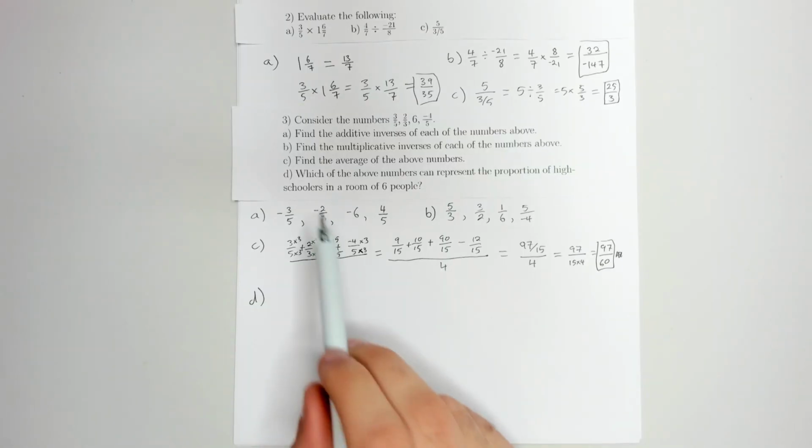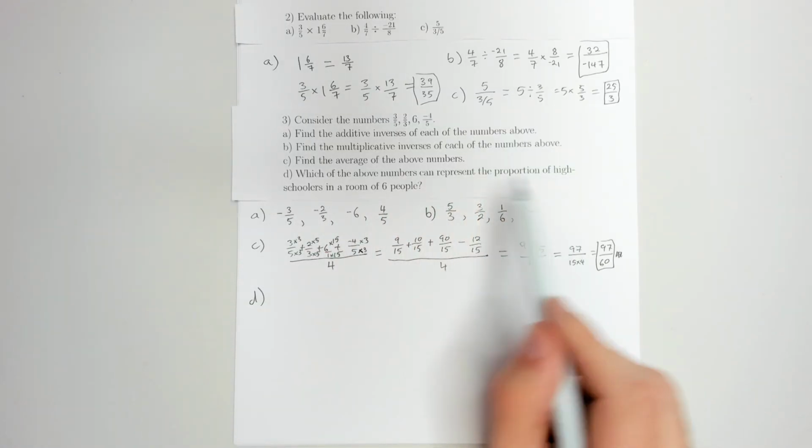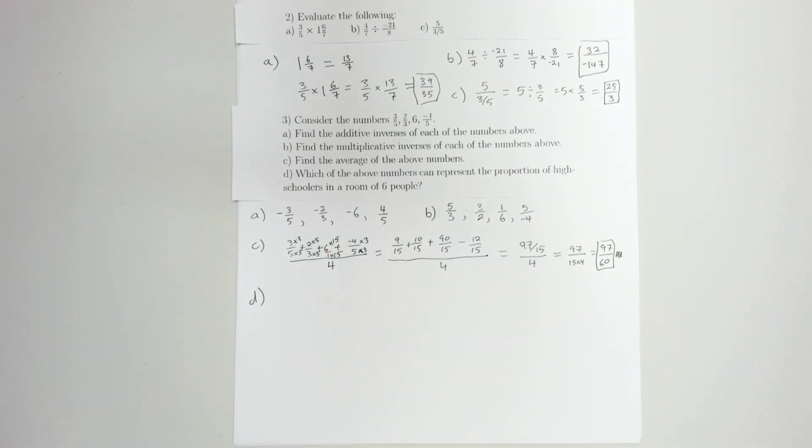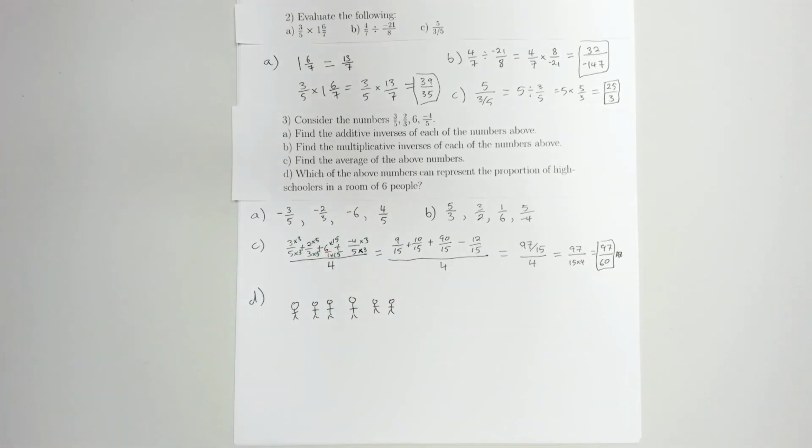All right, and part D of question 3 says, which of the above numbers can represent the proportion of high schoolers in a room of 6 people? Okay, so we have 6 people in a room, right? So we've got 6 people right here. And a proportion of them means basically some piece of them is going to be high schoolers.